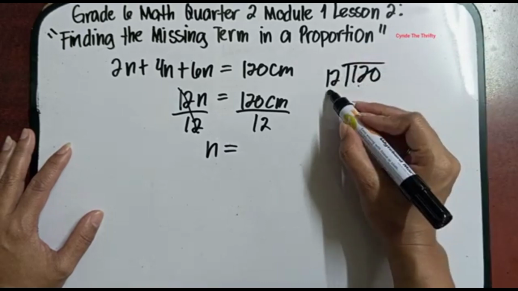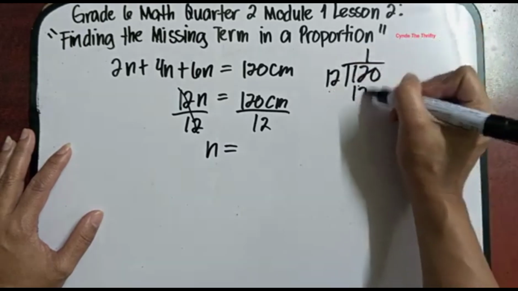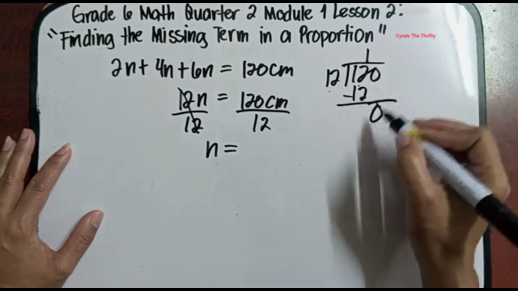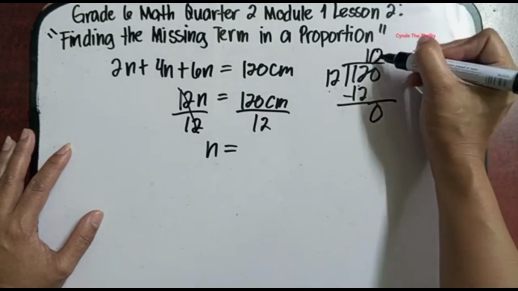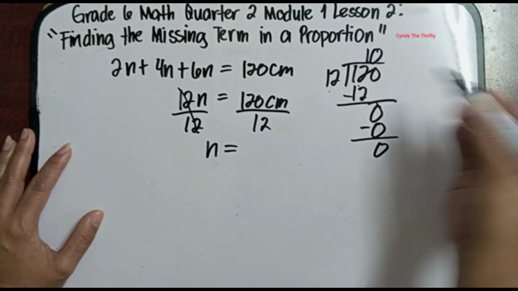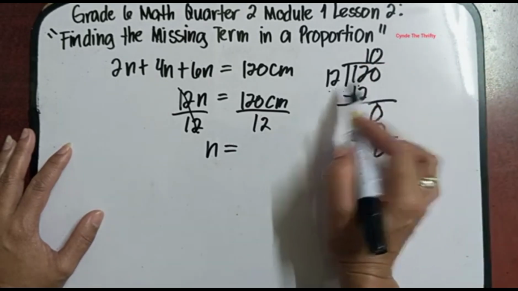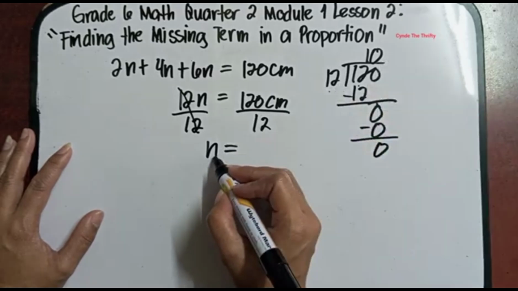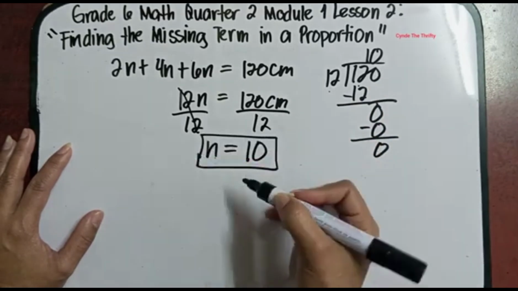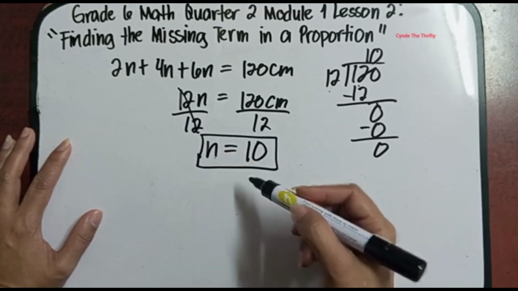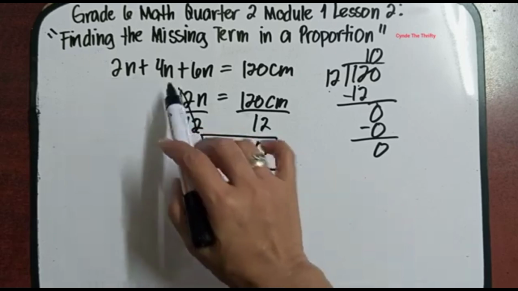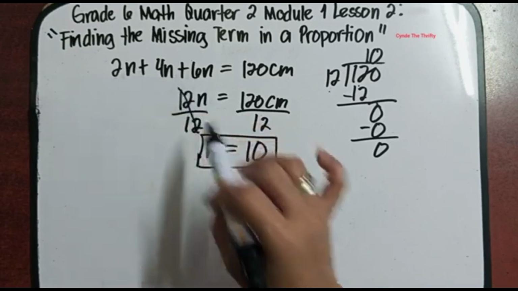So 12 divided by 12 equals 1. 1 times 12 equals 12. Subtract. 12 minus 12 equals 0. Bring down 0. 0 divided by 12 is equal to 0. 0 times 12 is equal to 0. Subtract 0. Okay. So, 120 divided by 12 is equal to 10. So, ibig sabihin, ang value ng ating n is 10. Okay, so ito na yung value ng ating n. Pero, hindi pa ito yung value ng length ng sides ng ating triangle. Kailangan pa natin siyang isolve para makita natin kung ano kaya ang value ng kada sides ng triangle.